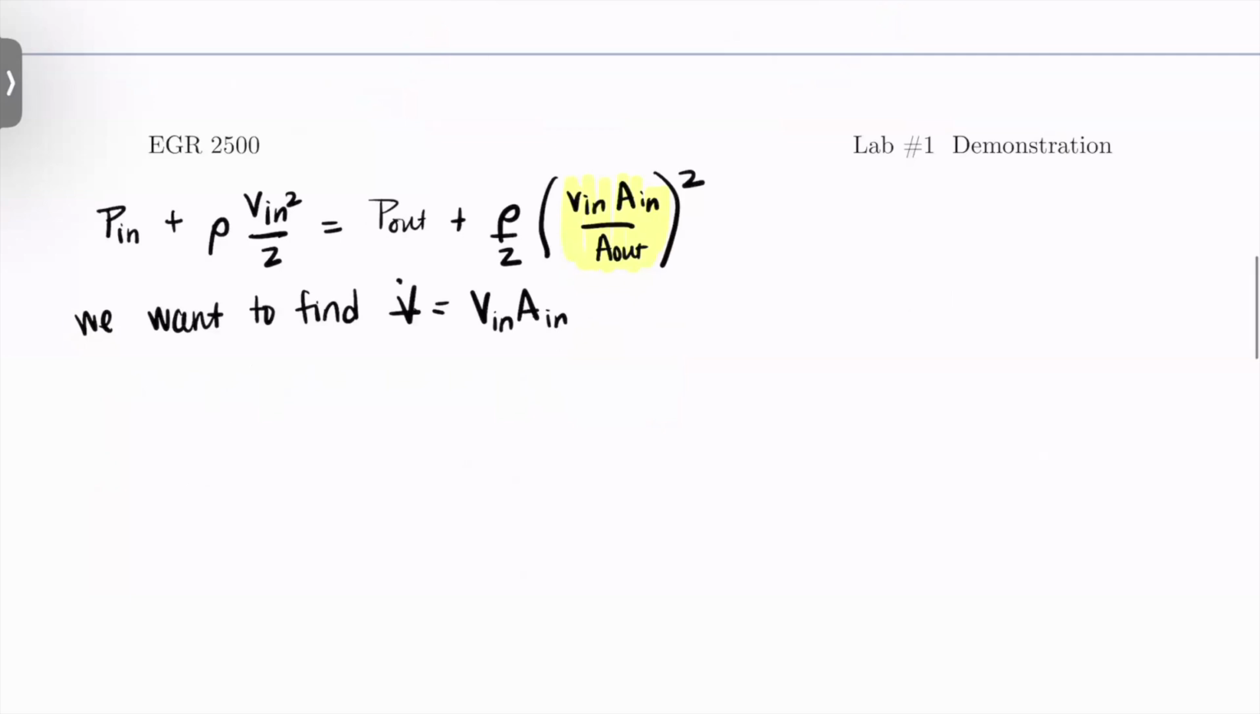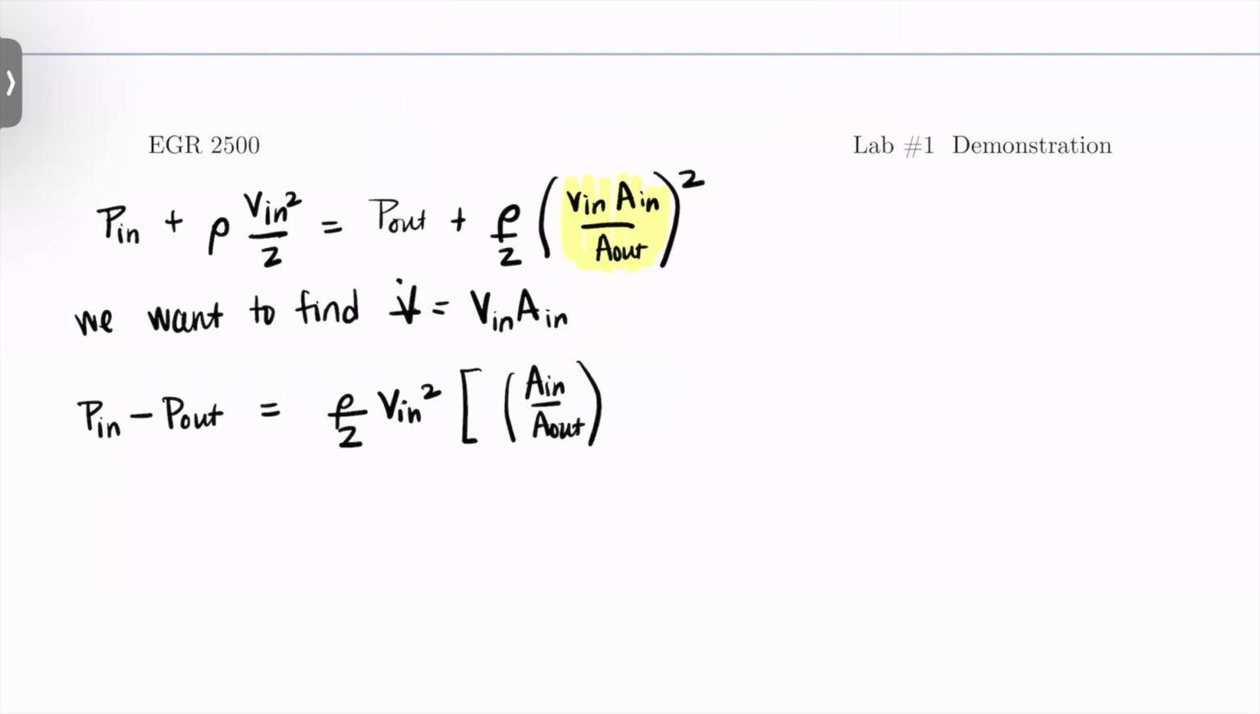All right, so let's do that. I'm going to move my pressures to the left-hand side, and then I'm going to rearrange my right-hand side as rho over 2 times V in squared times the quantity A in over A out, squared, minus 1. So I've just moved rho V in squared over 2 to the right-hand side, and then factored out the rho over 2 V in squared that shows up in both of those terms.